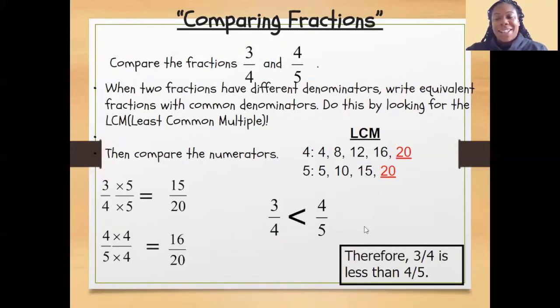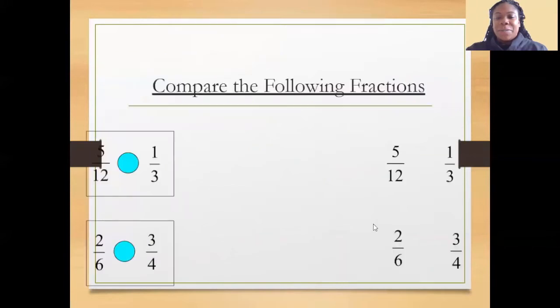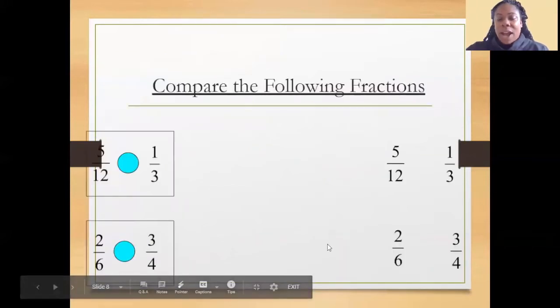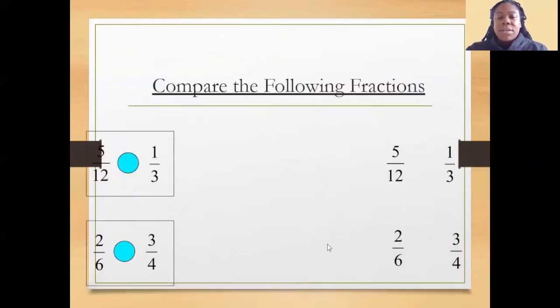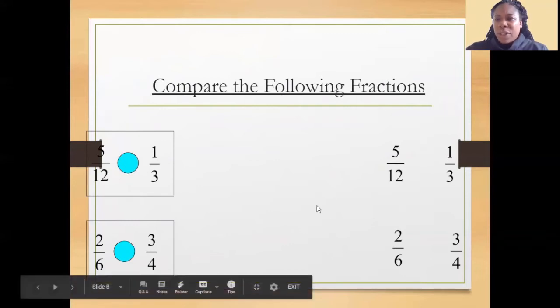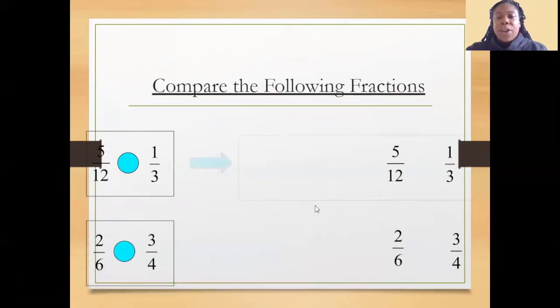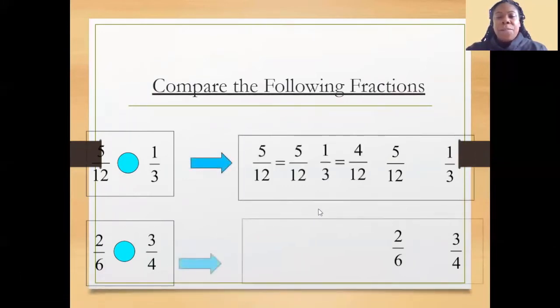Now we're going to do some practice. Compare the following fractions: 5/12 to 1/3, 2/6 to 3/4. We'll do these together. Later on in the lesson, you'll get some practice to do independently. 5/12 to 1/3. Here we go. I did the same thing as I did in the prior lesson.